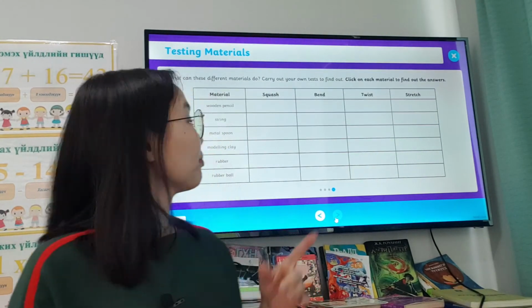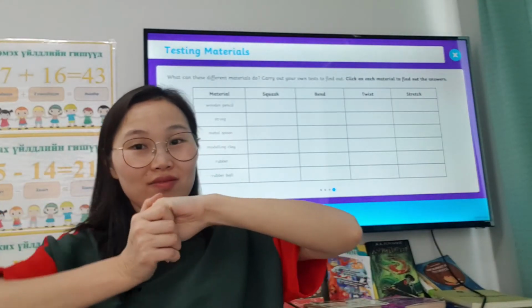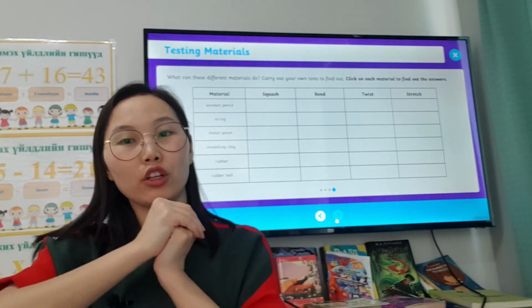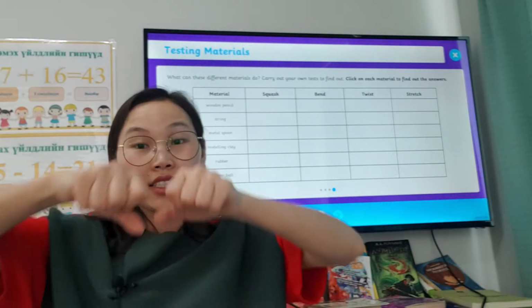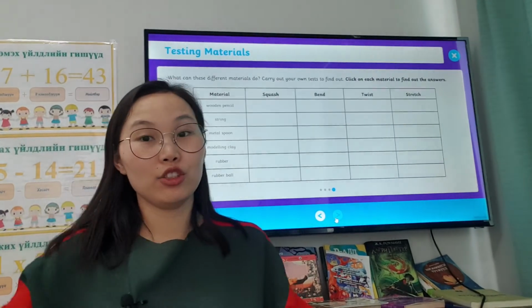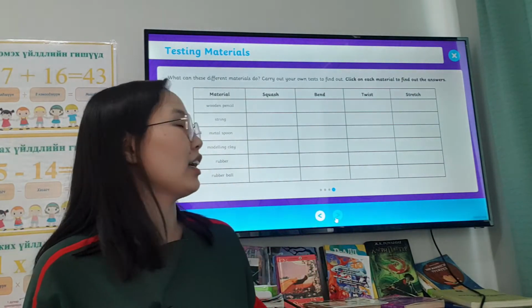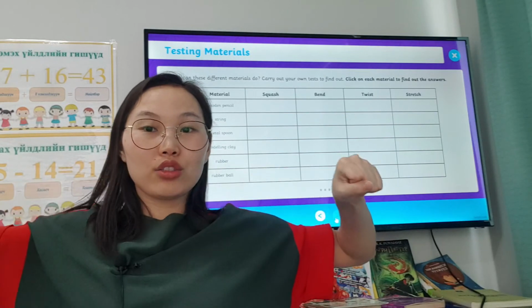Last time, let's practice the 4 words. Squash. You squash something into smaller, and you bend. Yes, you bend it, and you twist it, and you stretch it with your hands, okay?